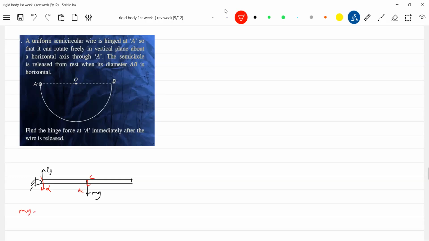AC. So mg into L by 2 should be equal to I into alpha. From that we'll get alpha. Then AC equal to L by 2 alpha. Then mg minus Ry equal to m AC. So what is the reaction at the end just after release?